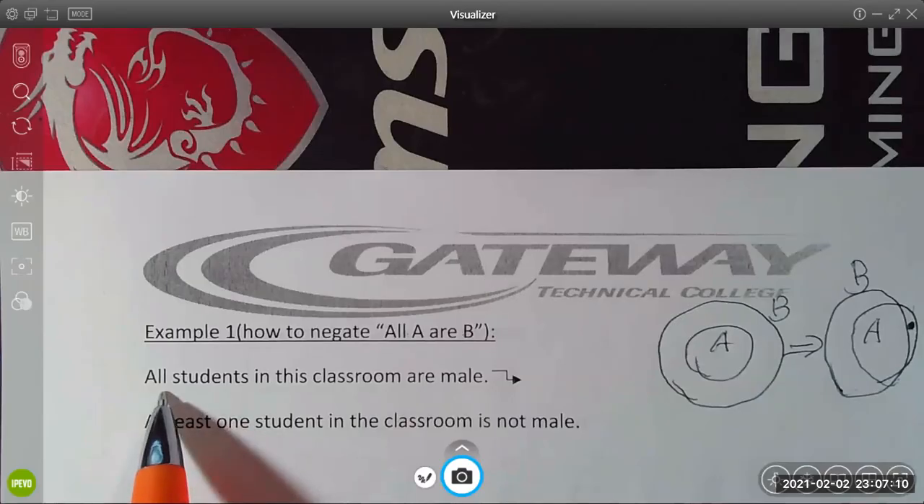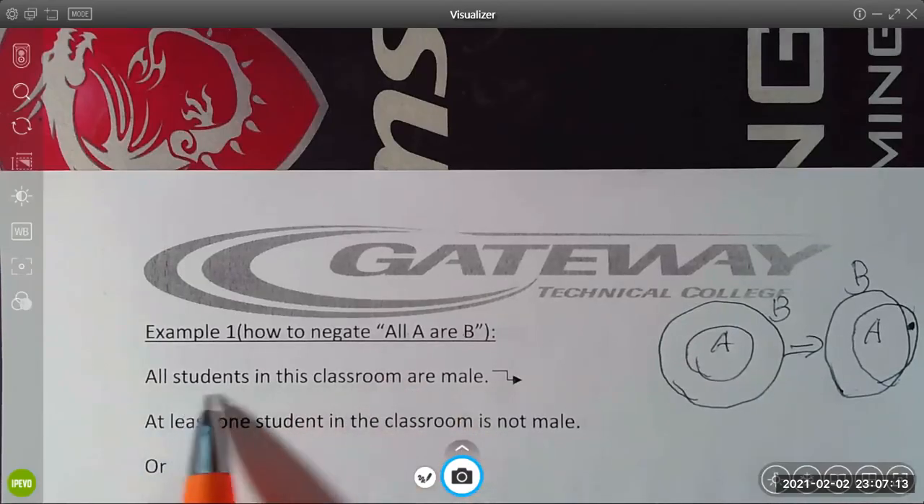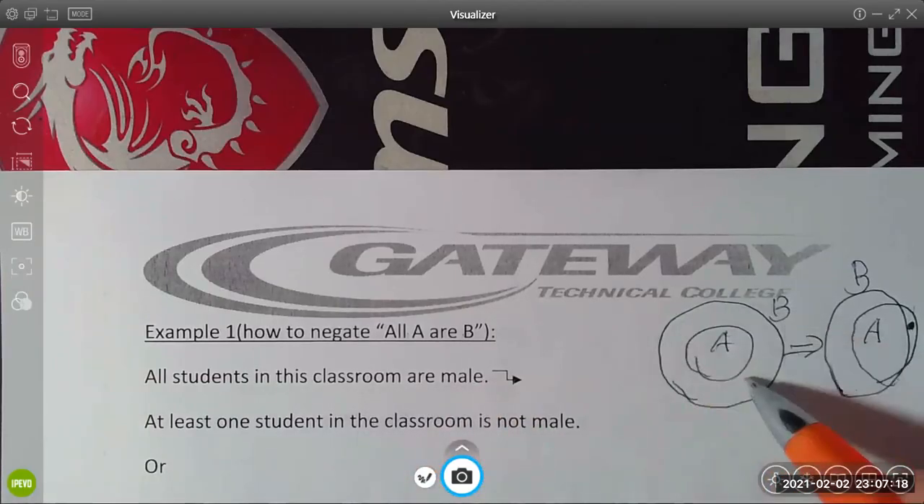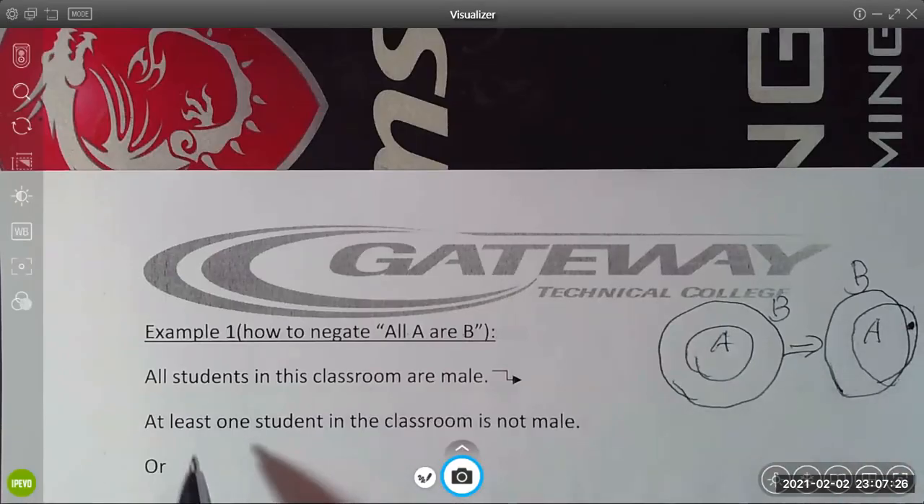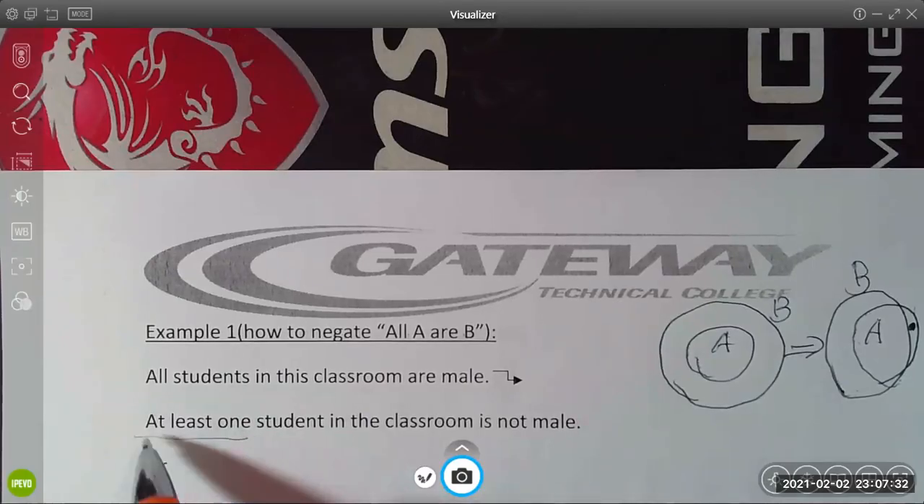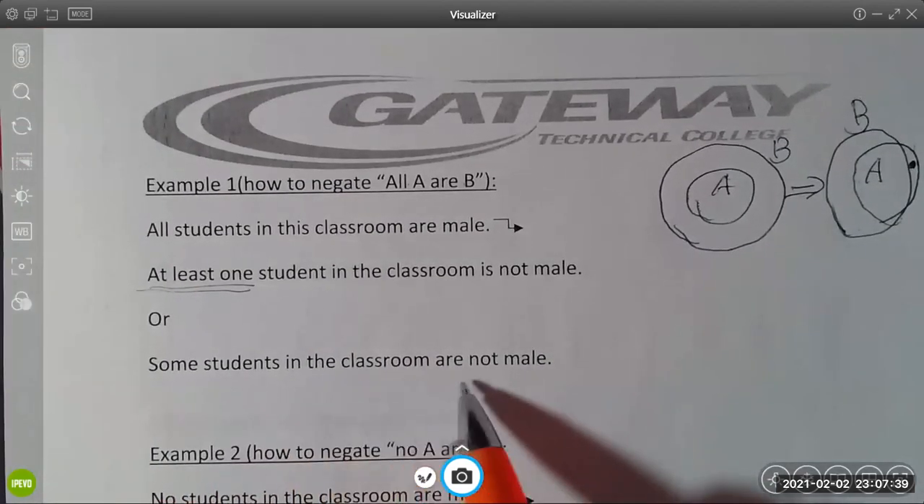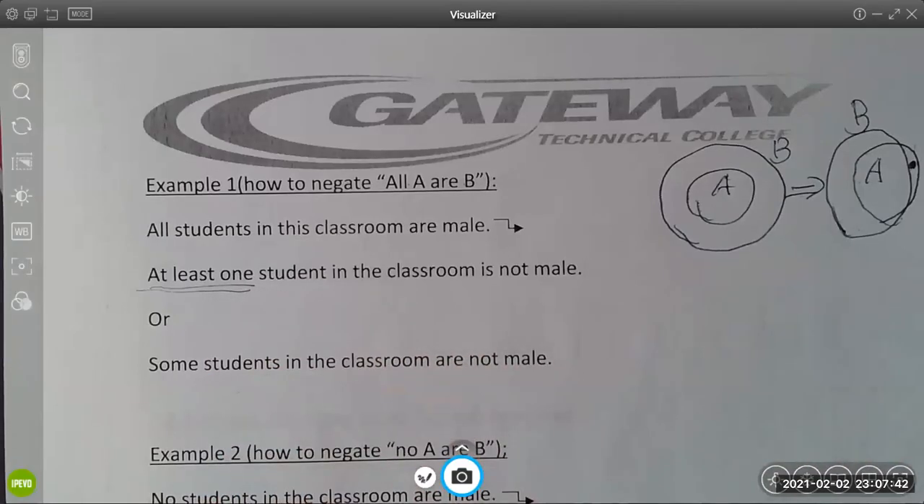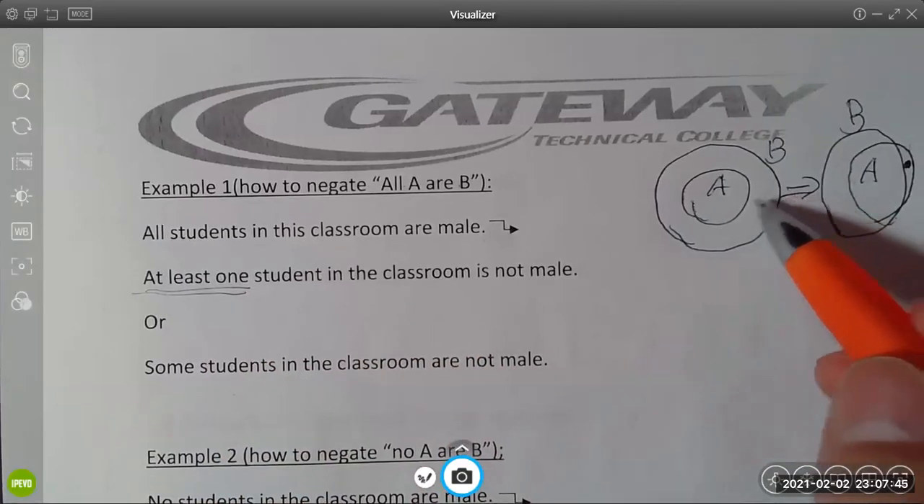So how do we do that? All students in this classroom are male. This is all students, this is male. So this is some students are not in the male circle. Some students are not male. So the result: at least one student in the classroom is not male. At least one is the same as some. That's why I say or. Some students in the classroom are not male. These two are equivalent. So you can negate this easily by using the relative location of these two sides.